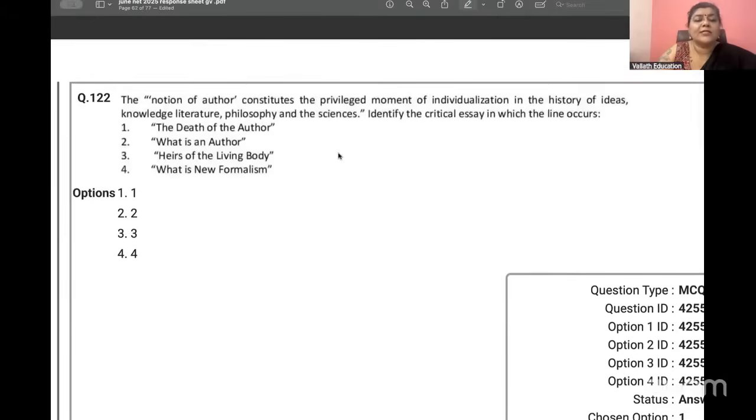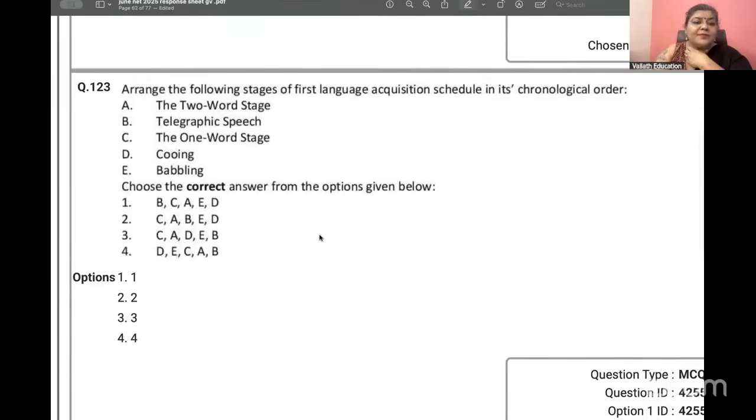You didn't notice. The notion of author constitutes the privileged moment of individualization. That means he is praising the author. He is not saying the author is dead. The notion of author is a privileged moment, he is saying. It cannot be death of the author. Hey, 3 and 4 you never heard. Choose What is an Author by Foucault. That is the answer. The notion of author is a privileged moment. Roland Barthes won't say that, right?